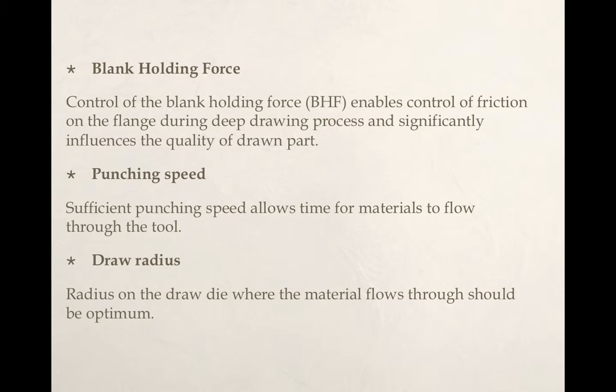And then the draw radius. We talked about the LDR, limiting draw ratio, so this is the same thing. The radius on the draw die where the material flows through should be optimum, because if it is too big, a die or punch radius can result in wrinkling, whereas if it is too small, a draw radius would create cracking at the bottom radius of the drawn part.